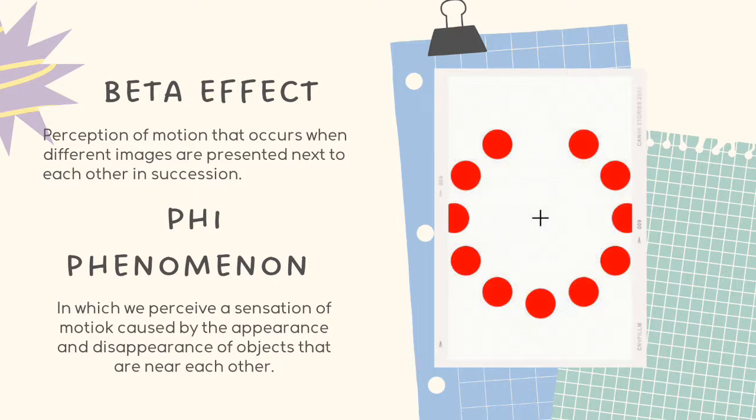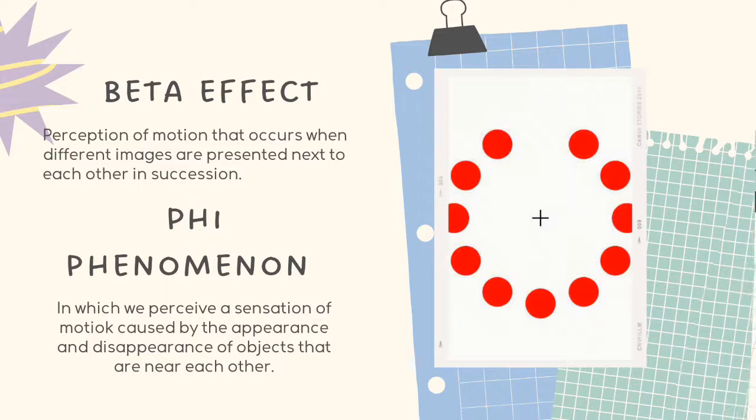The beta effect refers to the perception of motion that occurs when different images are presented next to each other in succession. The beta effect is used in movies to create the experience of motion, while a related effect is the phi phenomenon, in which we perceive a sensation of motion caused by the appearance and disappearance of objects that are near each other. The phi phenomenon looks like a moving zone or cloud of background color surrounding the flashing objects.